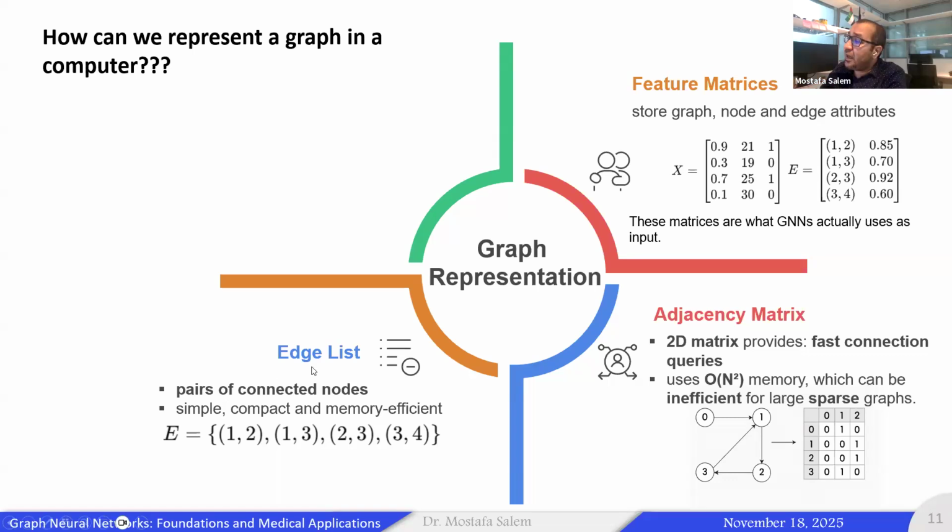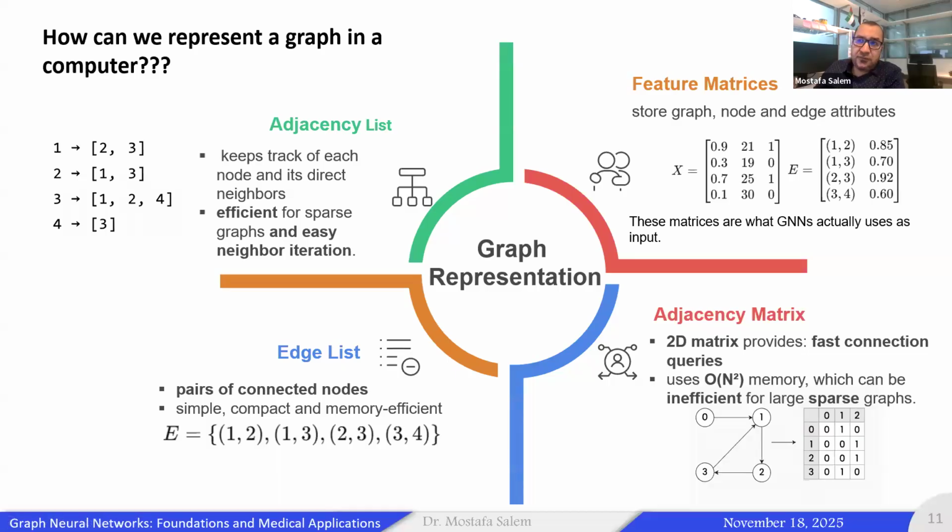I can use what's called an edge list. It is more or less the same, it encodes the same information, but it will use less memory. That's why we say edge list is memory efficient. If I want to use an edge list, I will just store which node is connected to which: 1 is connected to 2, 1 is connected to 3, node 2 is connected to 3, node 3 is connected to 4. That's it. But if I want to use an adjacency matrix, I have to use an n squared entity, so it will use on the order of n squared memory. That's why it is not memory efficient for large graphs.